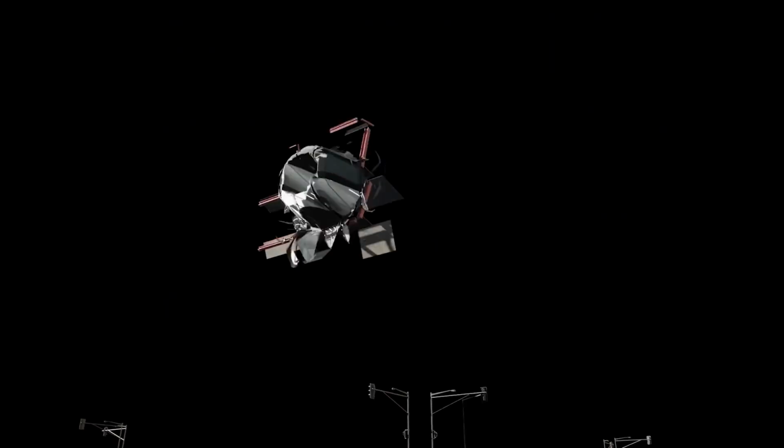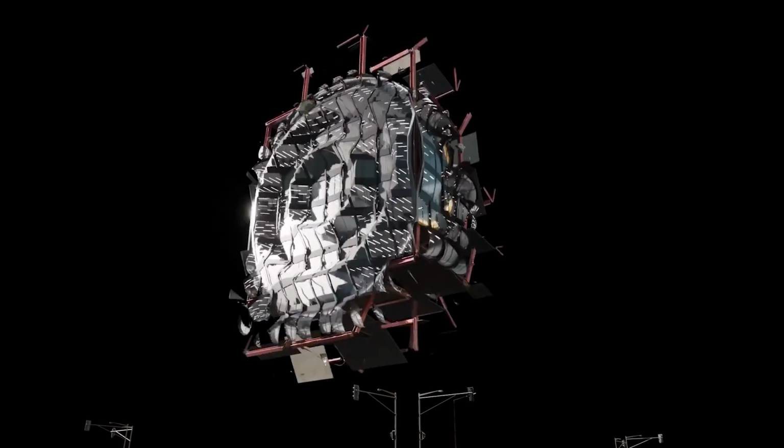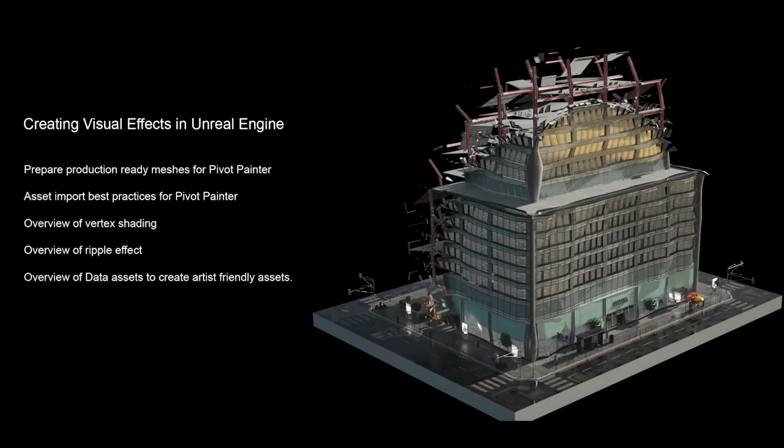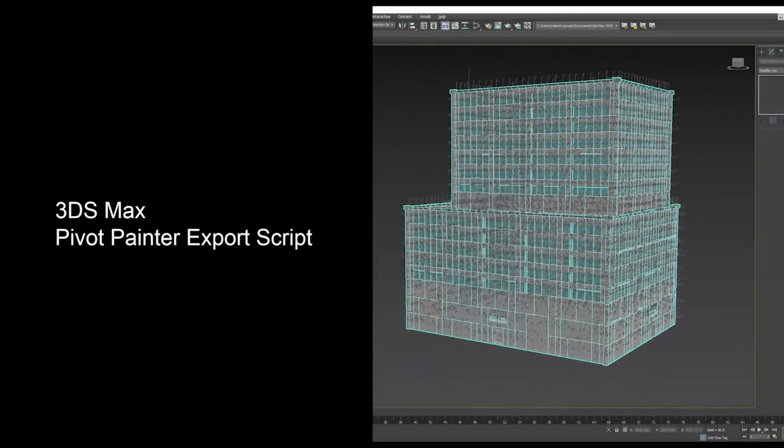By the end of this webinar you'll be able to create an effect just like this that updates live in the viewport. The topics that we'll cover today are preparing production assets for the Pivot Painter and the best practices for asset import, an overview of a simple vertex shader, and then we'll look at how to complicate that a little bit more with a ripple effect. And finally, we'll have an overview of using a blueprint asset to create an artist-friendly asset for set dressing. Now, let's get started.